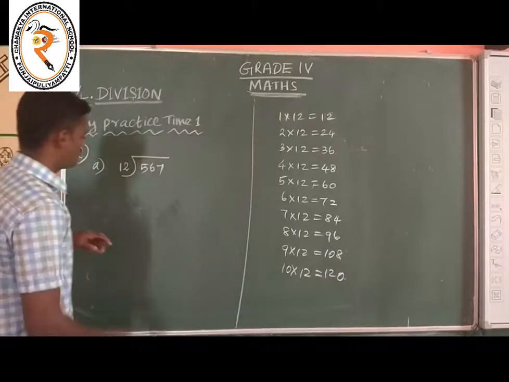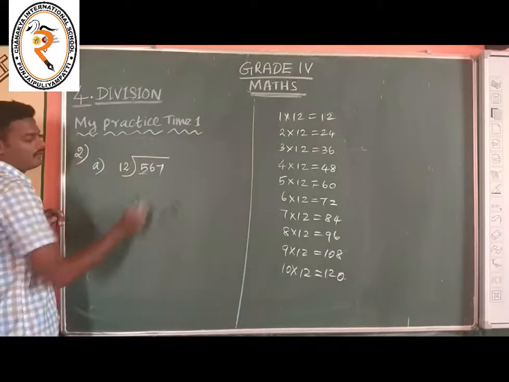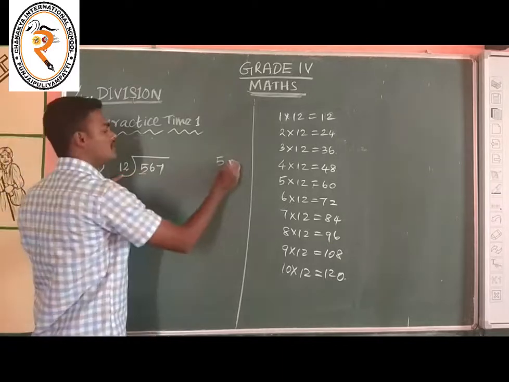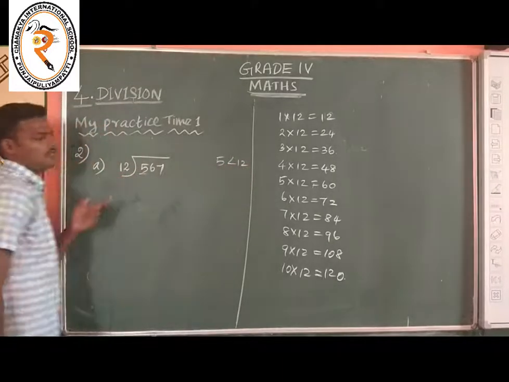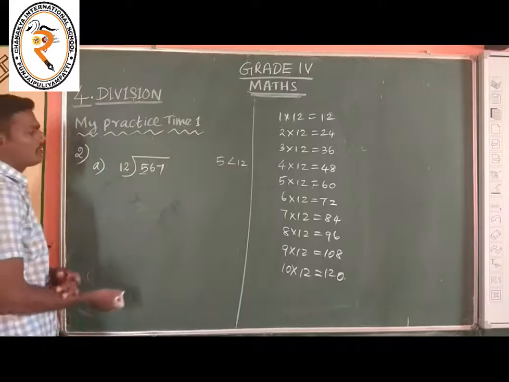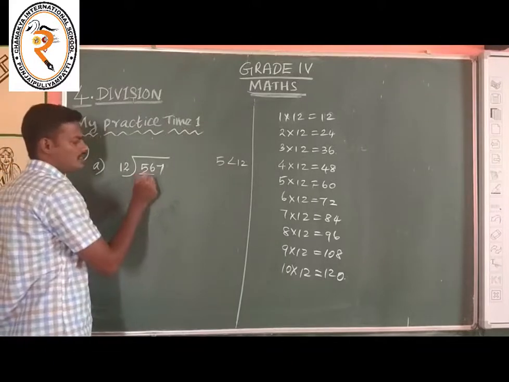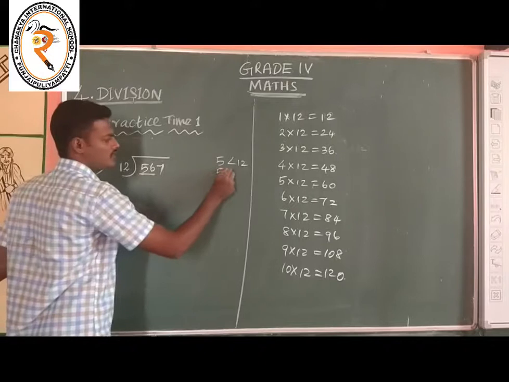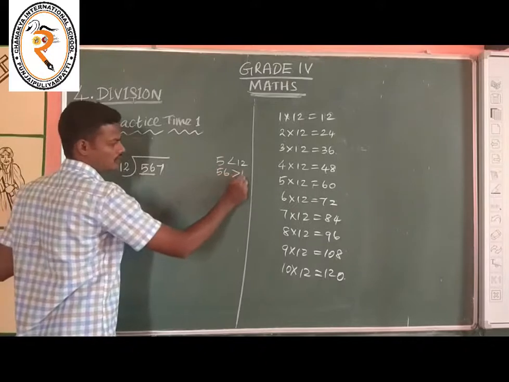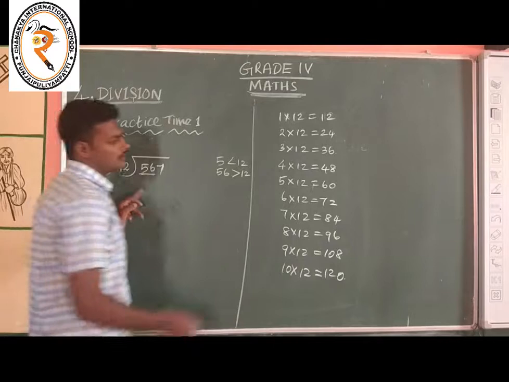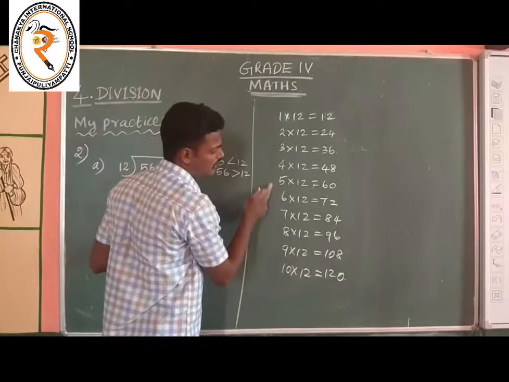So first we select 5 and 12. Comparing 5 and 12, 5 is smaller than 12. So 5 cannot be divided by 12. So we select 56, a 2-digit number. 56 is greater than 12. So 56 in the 12th table, not here.